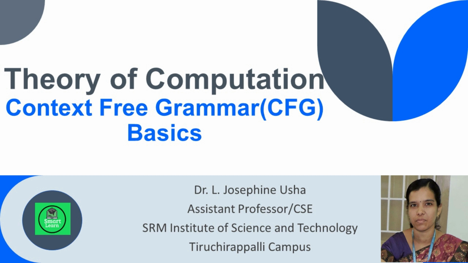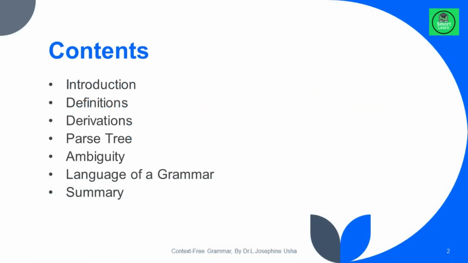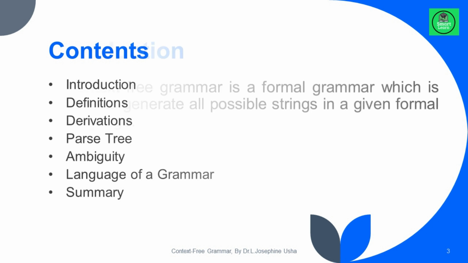In this video, we'll see what context-free grammar is, what the basics of context-free grammar are, and how we can write the grammar for a language. Then we see the different types of derivations, the parse tree, and ambiguous grammar. These are the contents of the presentation. First we see the introduction, definition, derivation, parse tree, ambiguity, language of a grammar, and the summary.